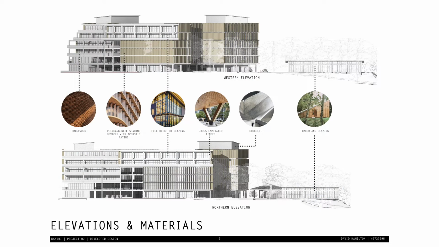Pictured here are the western and northern elevations of the building, as well as the material palette that I have used. I've tried to stick mainly to natural materials such as timber, in particular cross-laminated timber, also brickwork, and other materials such as glazing, polycarbonate shading devices, and concrete. This palette not only engages natural materials, but also closely follows the QUT design guidelines.